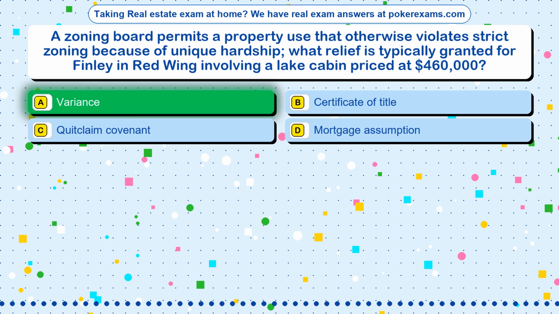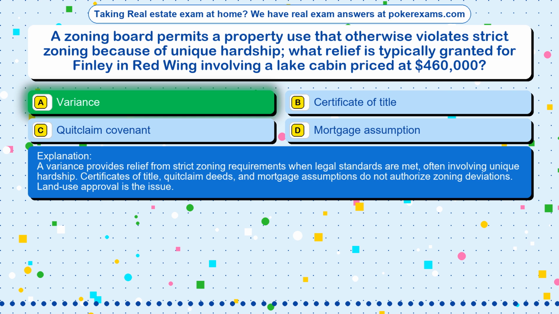The correct answer is option A, variance. A variance provides relief from strict zoning requirements when legal standards are met, often involving unique hardship. Certificates of title, quitclaim deeds, and mortgage assumptions do not authorize zoning deviations. Land use approval is the issue.